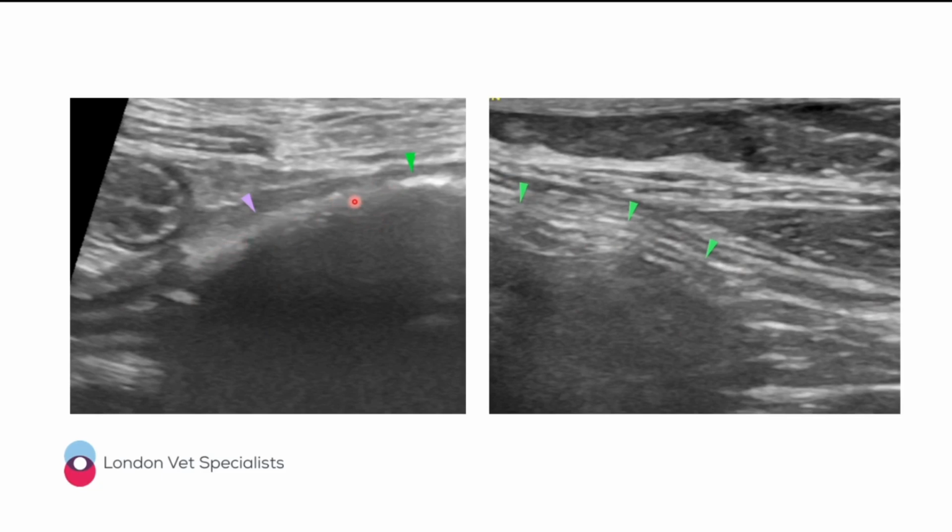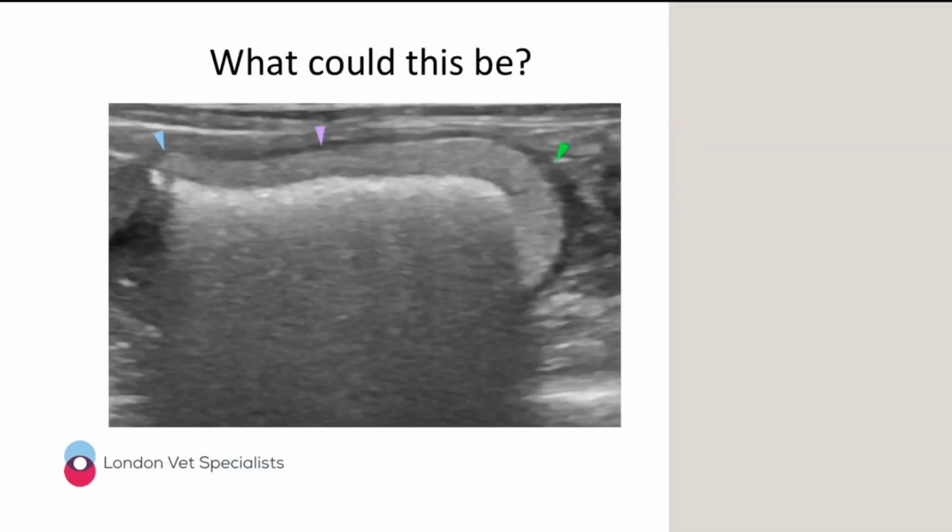So it's really important you guys are able to tell the difference between the two, because like I said, you don't want to be recommending surgery in patients simply because they have a colon full of gas. And a lot of patients that have gastroenteritis, for example, are going to present as vomiting, and they're often full of gas. So it's really important that you can tell the difference between shadowing and reverberation artifact.